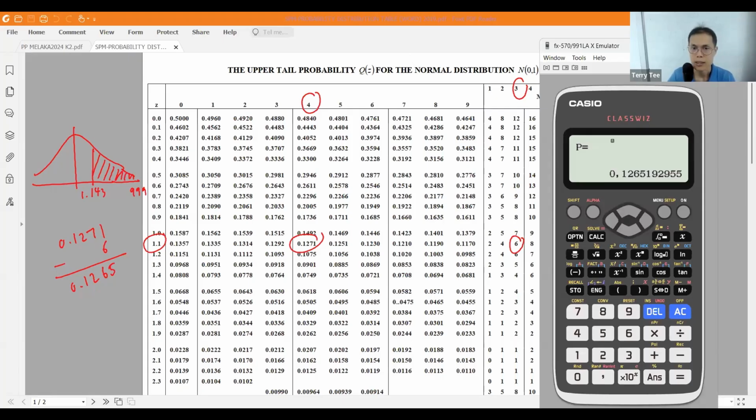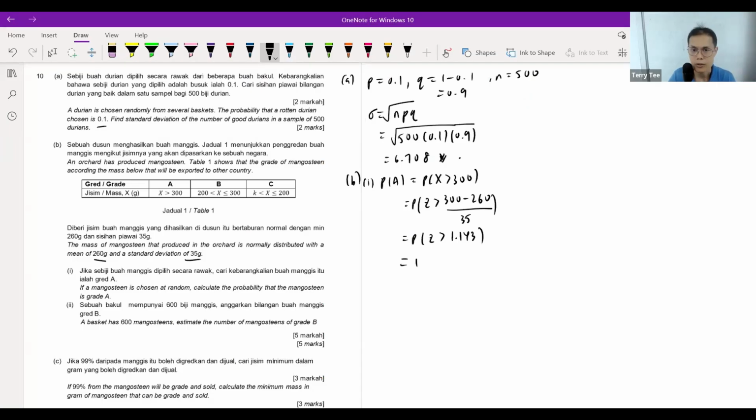Okay, go back to this answer. The probability is 0.1265. Okay, that is B Roman 1, the probability of getting grade A.